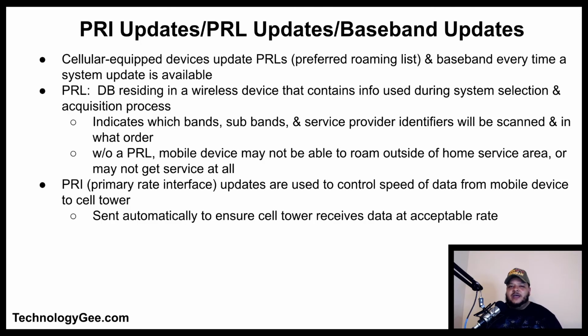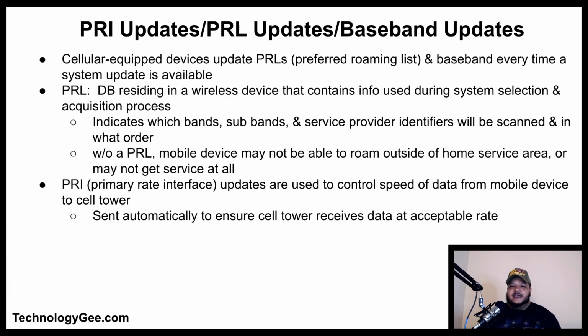PRI updates, PRL updates, and baseband updates. Smartphones and cellular-equipped tablets update PRLs, which stands for Preferred Roaming Lists, and basebands every time a system update is made available. A PRL is a database residing in a wireless device that contains information used during the system selection and acquisition process. The PRL indicates which bands, subbands, and service provider identifiers will be scanned and in what order. Without a PRL, a mobile device may not be able to roam outside of its home service area, or a customer could experience not having any service at all.